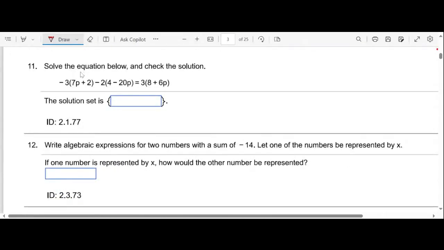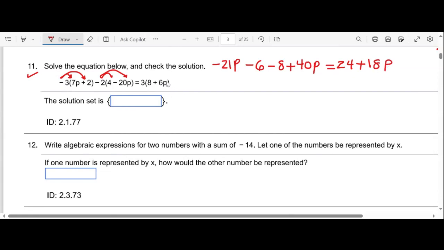Solve the equation below. Check the solution. So I have to do what? Distribution. Right? So they give you what? Minus 21 plus 40b equals 24 plus 18b.